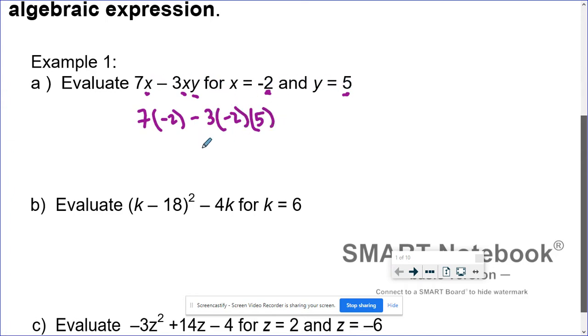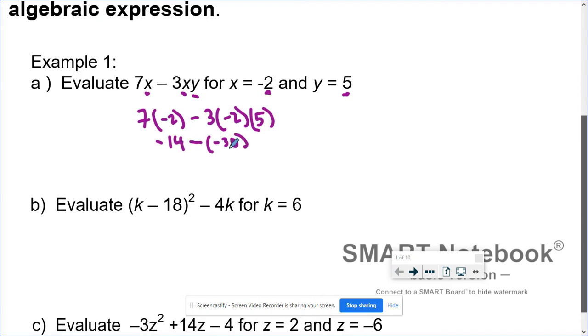Now I'm just simplifying based on order of operations. So multiplication needs to happen first, and then the subtraction can happen. So I've got -14. 7 times -2 is -14. The subtraction will happen later. So I'm going to only multiply the 3, not the -3. It's subtraction, so it's just subtracting +3. So +3 times -2 is -6. -6 times 5 is -30.